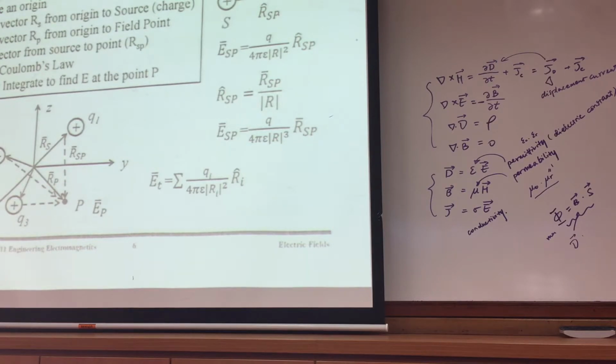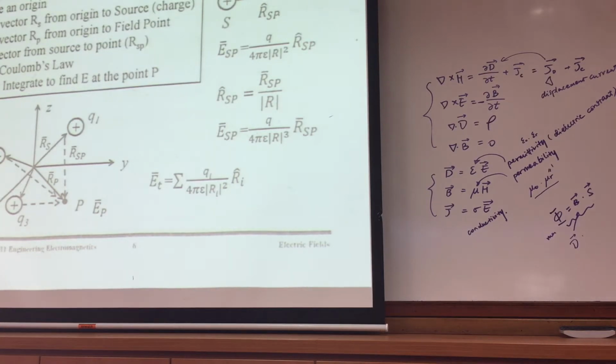Define an origin. Write vector Rs from origin to source. That is the charge, from origin to source. Write vector Rp from origin to field point. Find a vector from source to point. Coulomb's law. Any problem about this part? Sometimes it's R square and sometimes R cube. I don't understand why one uses R cube and one uses R square.